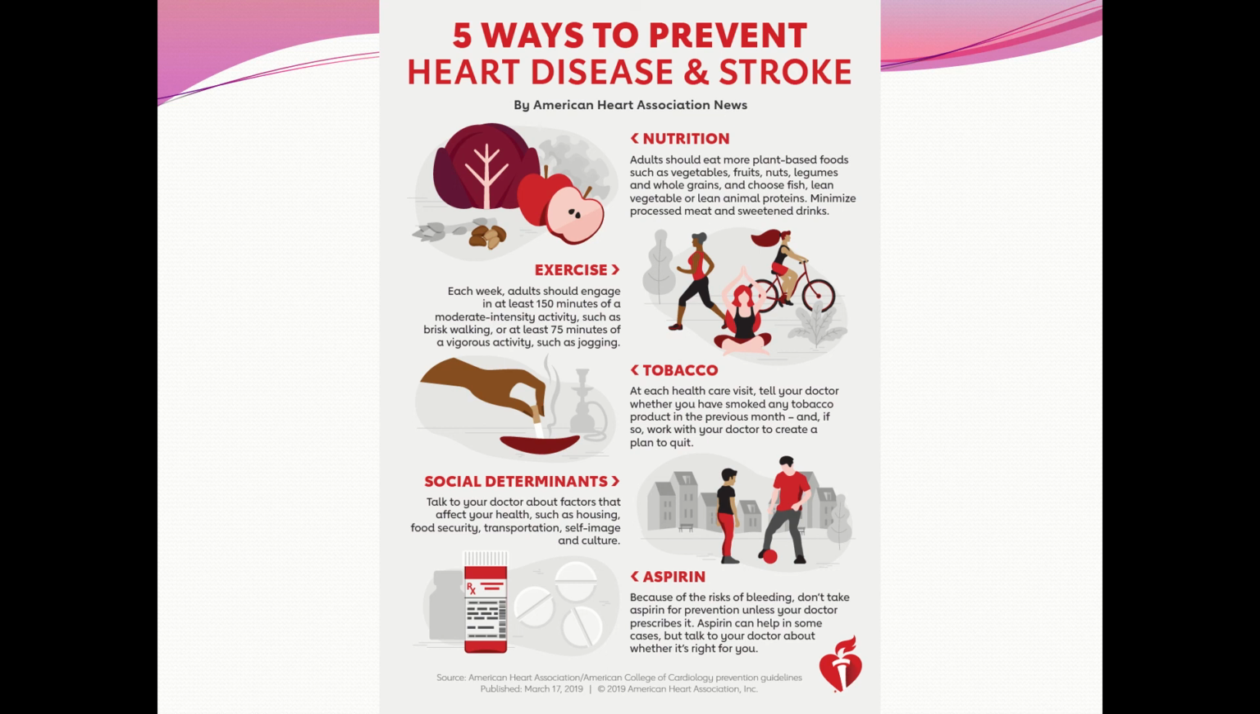Tobacco. Each healthcare visit, tell your doctor whether you have smoked any tobacco in the previous month, and if so, work with your doctor to create a plan to quit. Social determinants. Talk to your doctor about factors that affect your health, such as housing, food security, transportation, self-image, and culture. As we all know, socioeconomic pressures can really stress you out. And then aspirin. Because of the risk of bleeding, don't take aspirin for prevention unless your doctor prescribes it. Aspirin can help in some cases, but talk to your doctor about whether it's right for you.